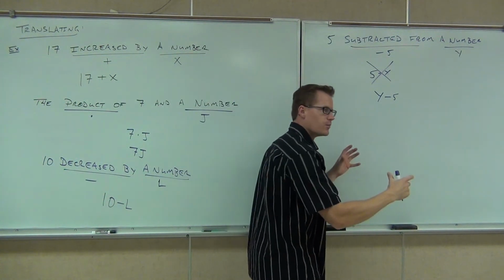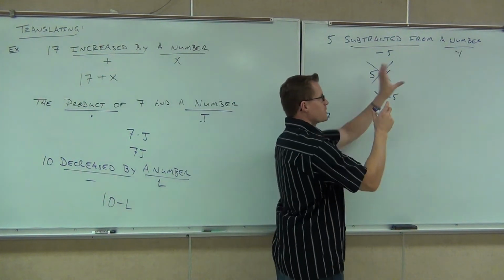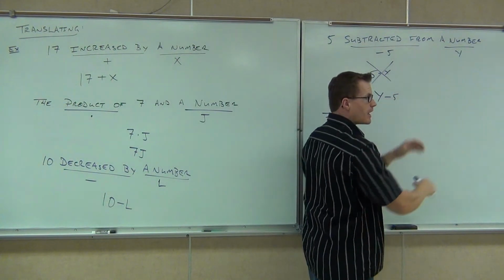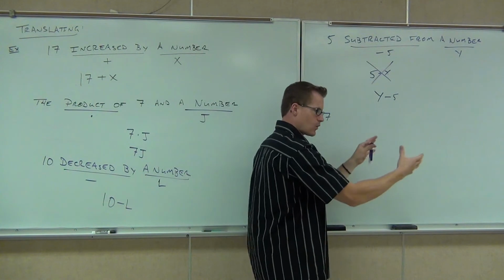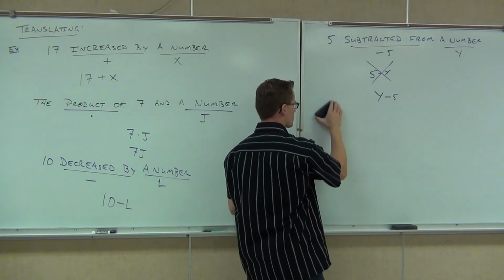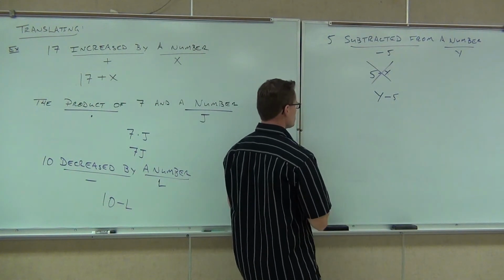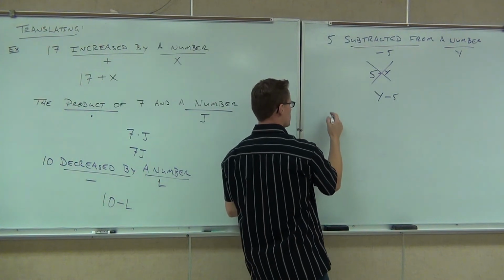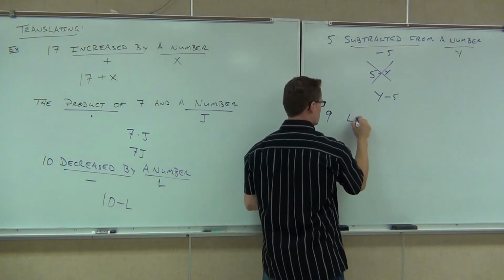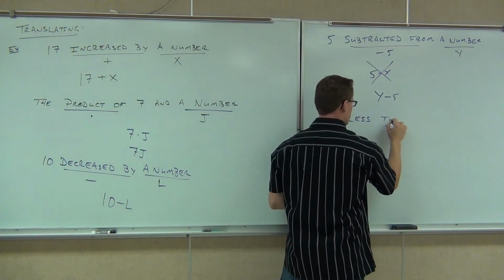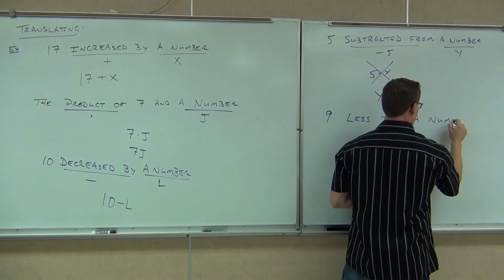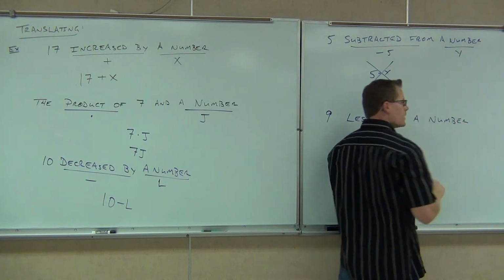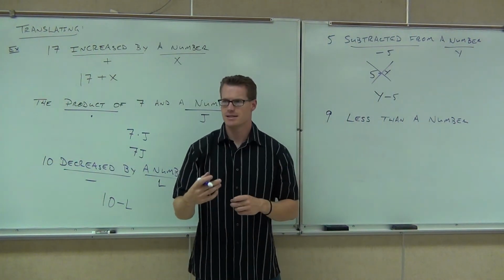Subtracted from means you add the number first and you're subtracting from that. I know it gets a little confusing, right? Because you want to write it in that order. This one is the same way. That less than idea is the same way.